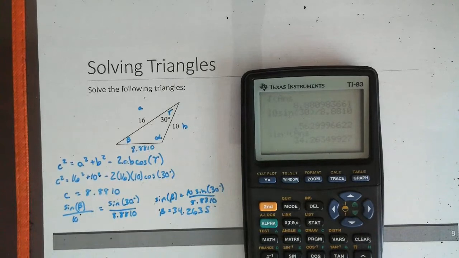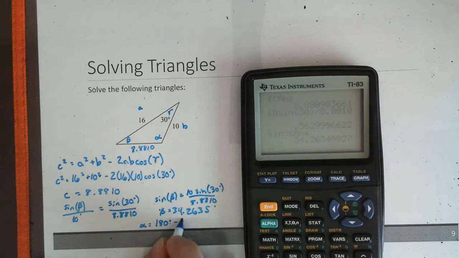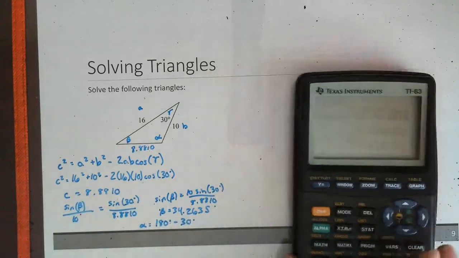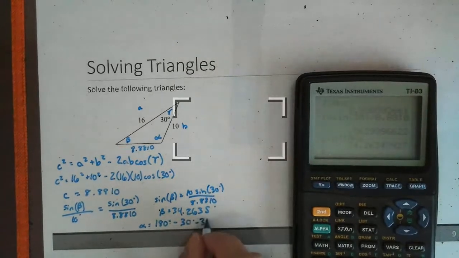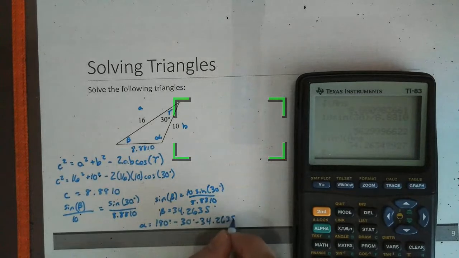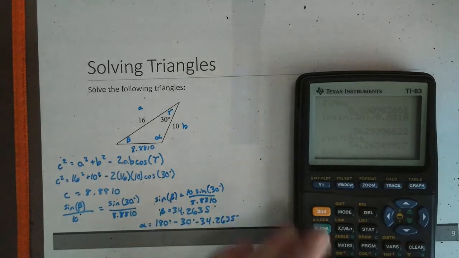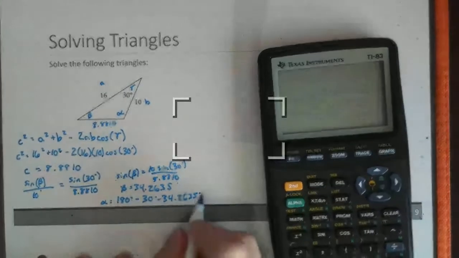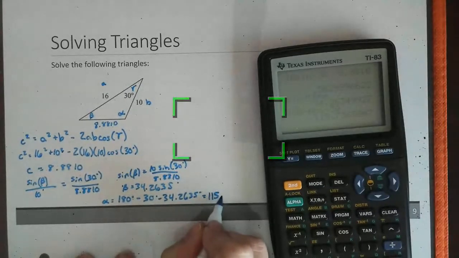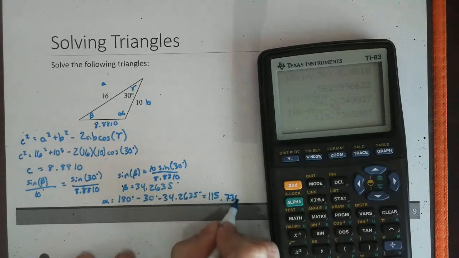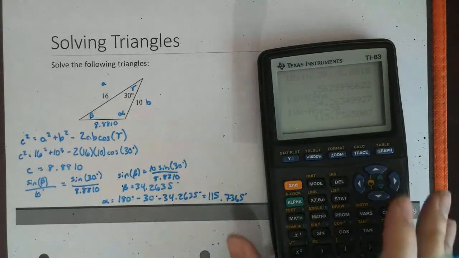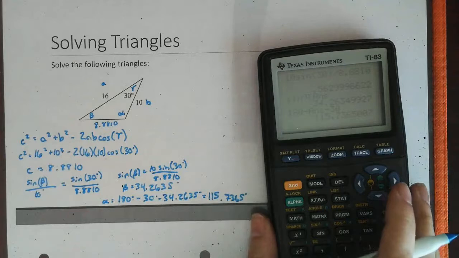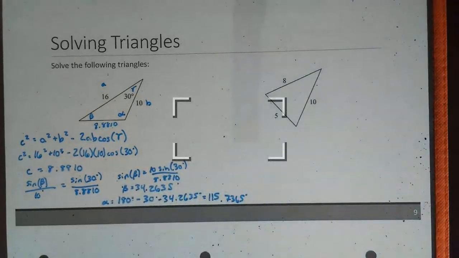Then I can find my angle alpha by taking 180 degrees minus the 30, that was angle gamma, minus the 34.2635, that was angle beta, and that gives me that angle alpha is 115.7365 degrees. I solved for my side C, my angle alpha, and my angle beta. So I have everything.